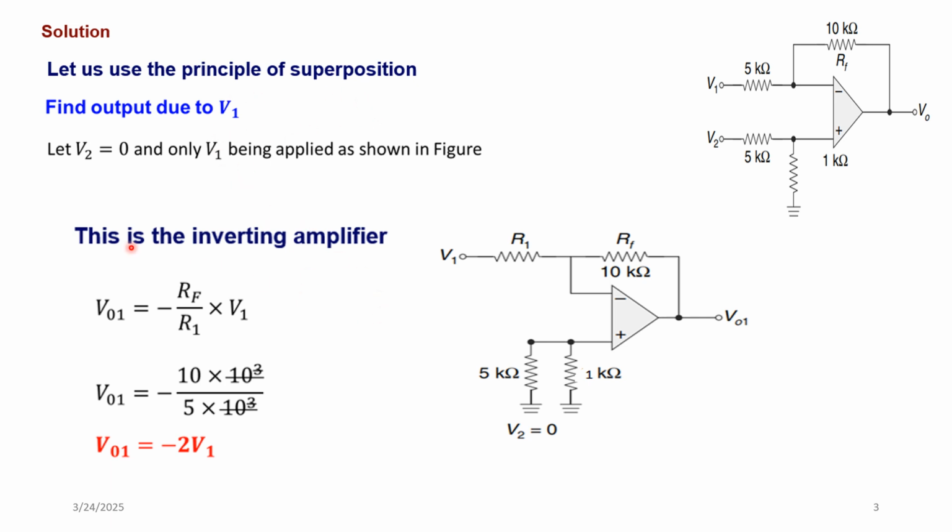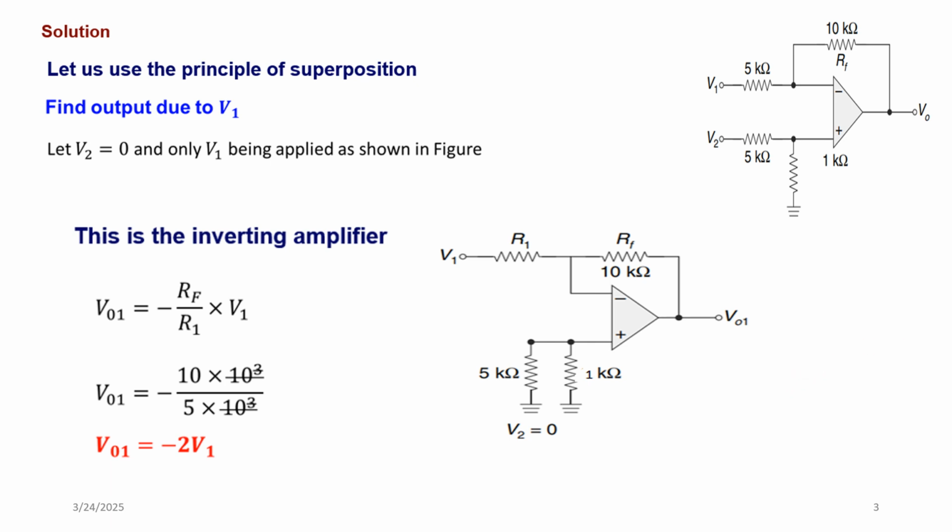So we are using first case 1, as V2 I am bringing to 0. Okay, V2 as 0, and I am going to find out V01, that is output voltage when only V1 acts alone. So this is the inverting amplifier. The formula for finding output voltage V01 is minus RF by R1 into V1. So I am going to substitute the values of RF, R1, 10 kilo ohms and 5 kilo ohms. My output voltage is minus 2 times V1.